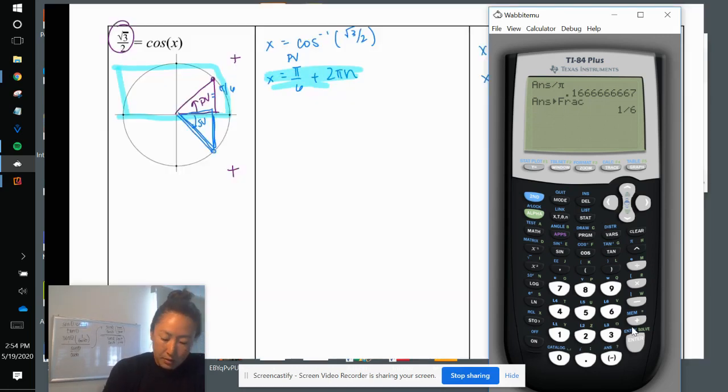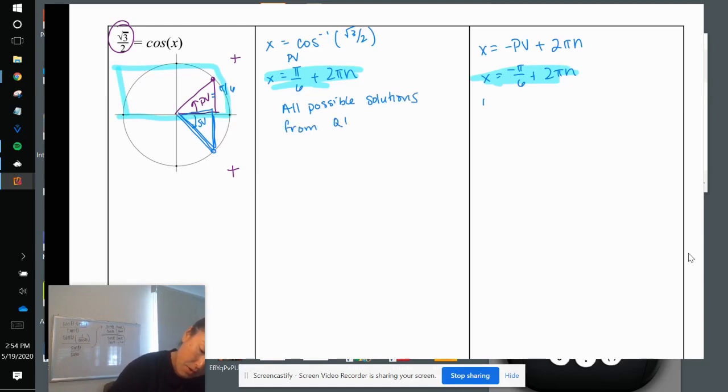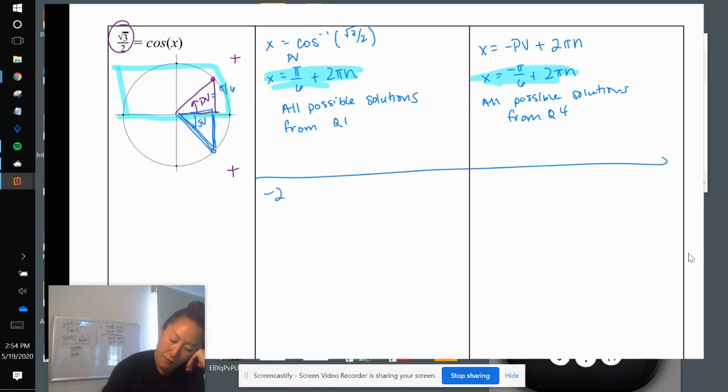All right, all possible solutions from quadrant 1, all possible solutions from quadrant 4. Okay, so now if I want to solve specifically for angles between negative 2 pi and 2 pi. You know what? When I say all possible solutions from quadrant 1, I'm saying that the domain is between negative infinity and infinity. So this is like if the graph just kept going on and on and on. Okay.